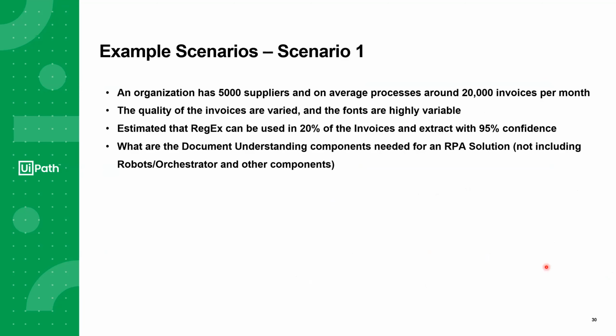And I'll go through a couple of scenarios as well to try and highlight some of the points. So here in my example scenario, I've got an organization that has 5,000 suppliers and on average around 20,000 invoices per month. The quality of the invoices is quite varied and the fonts are highly variable as well. Now, this is a bit of guesswork, but I can estimate using regex, I can process maybe 20% of the invoices with 95% confidence.